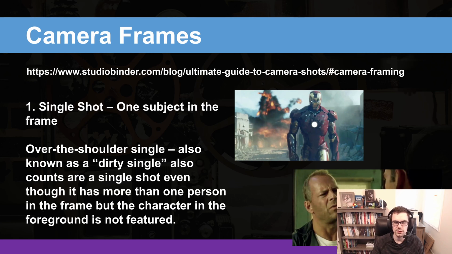The first is the single shot, and that has to do with when one subject is in the frame. Now I know in my example here it looks like two subjects in the frame, but this second one is known as an over-the-shoulder single, and it's also known as a dirty single. It also counts as a single shot even though it has more than one person in the frame, because the character in the foreground is not featured, so this character is technically not in there according to cinematographers. They would say that the main subject here is right there.